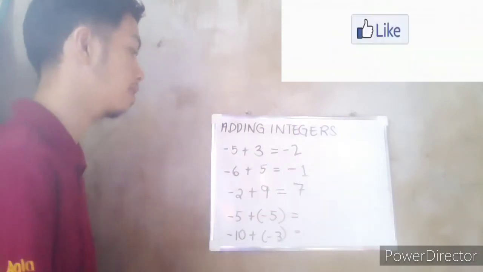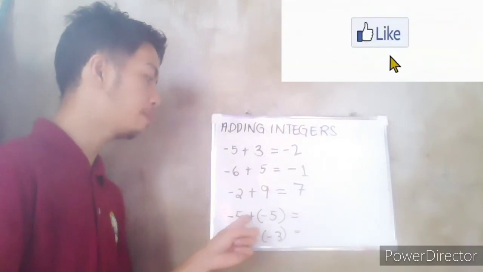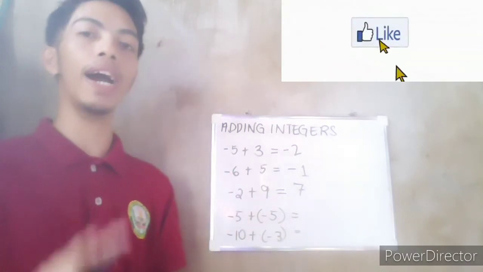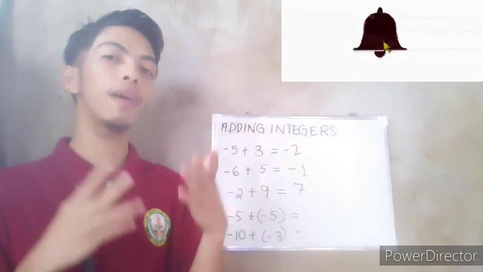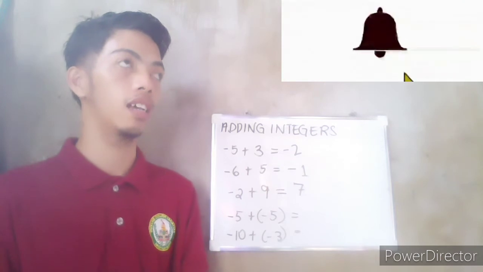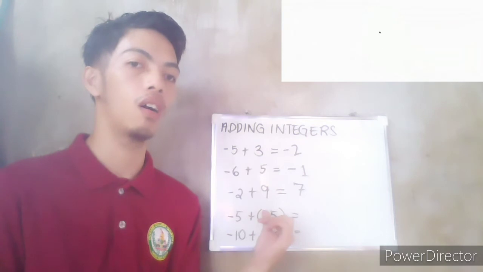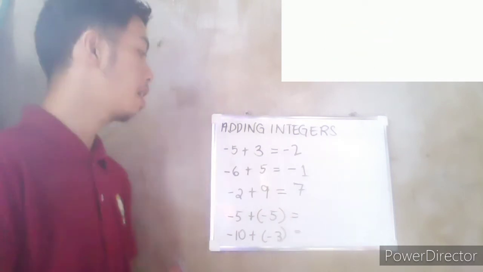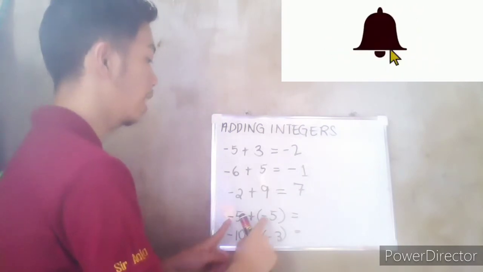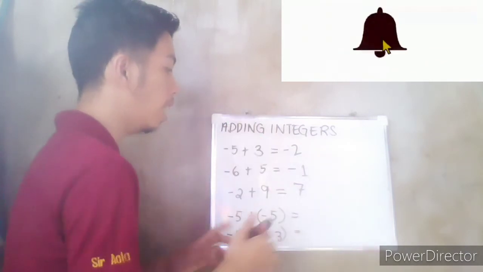Okay, next. Let's have this one. Negative 5 plus negative 5. So, kapag ganito, meron tayong pangalawang case. Okay? Kapag same ang sign, nag-add tayo ng same sign, ang answer is kung ano yung sign ng dalawa. Okay? So, para hindi ka malito, pag parehas ang sign, yun na yung sign ng sagot. Okay? So, negative and negative. Same sign. So, ang magiging sagot ay negative din.